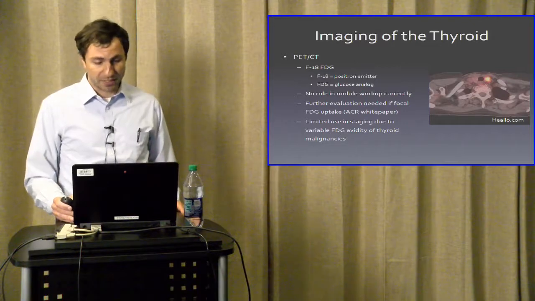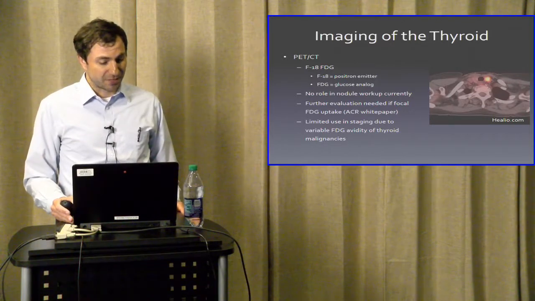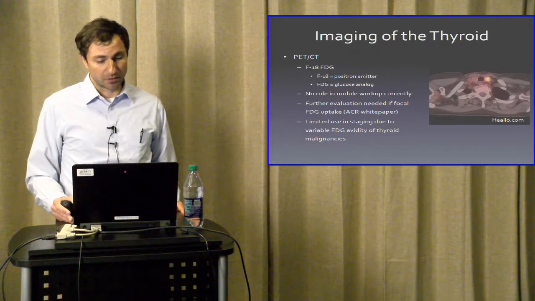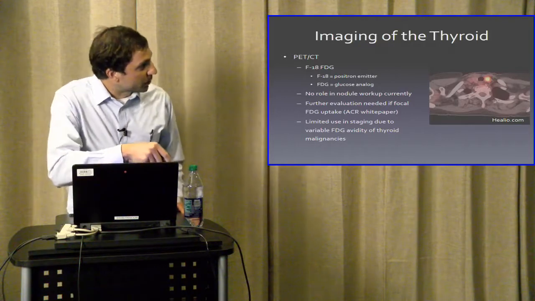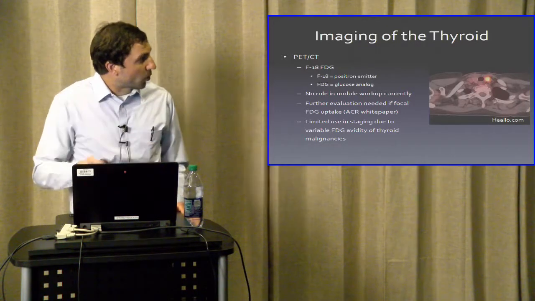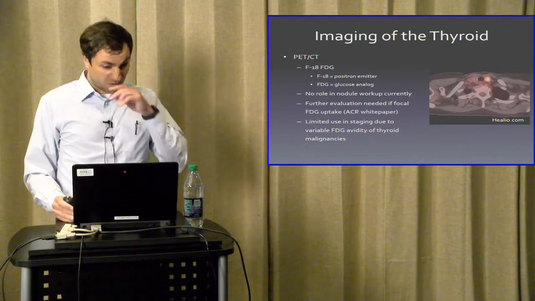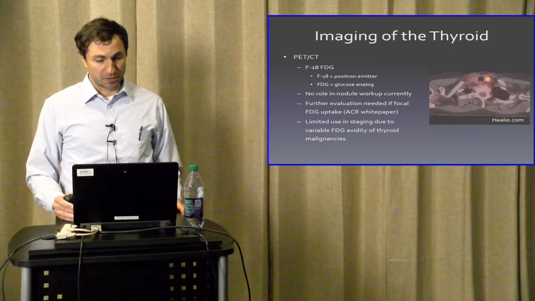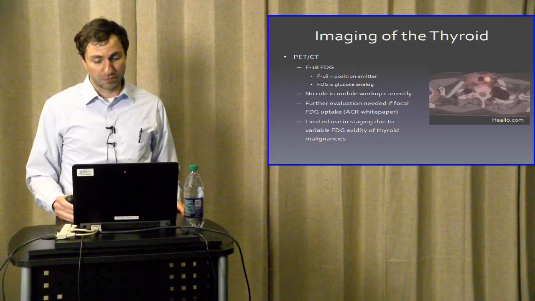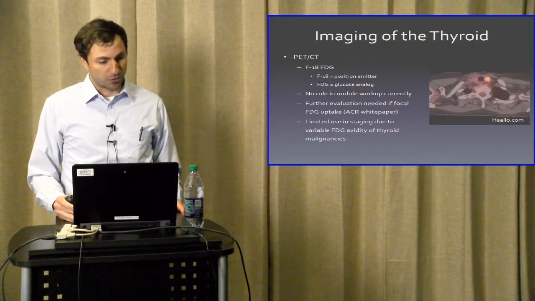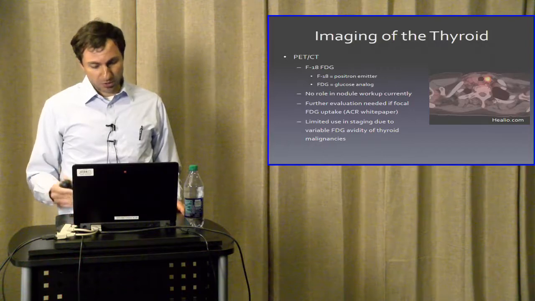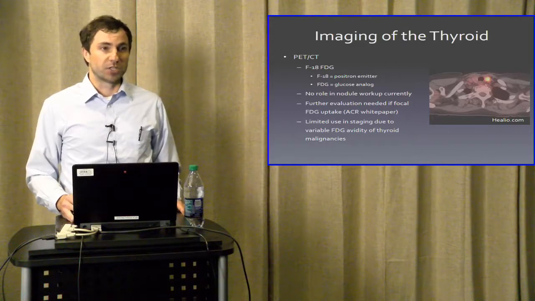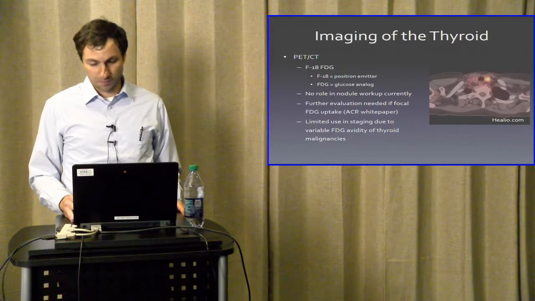So this is an image of a PET CT. We use F18 FDG, so F18 is our PET agent, our positron emitter, and FDG is a glucose analog. For example, in this case, you can see marked uptake in the left lobe of the thyroid. Unfortunately, there's no real role for this in a nodule workup. As I mentioned previously, if a nodule does demonstrate focal activity, it probably needs to be evaluated with ultrasound. PET is also of limited use in thyroid malignancy staging because of the variable degree of FDG uptake within the malignancy and lymph nodes.